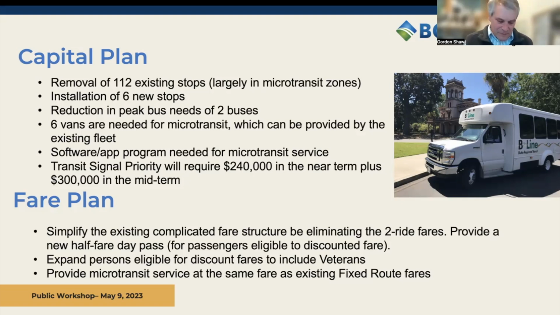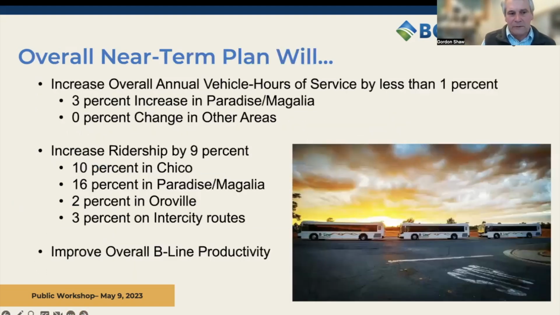And then, as I mentioned, the microtransit service would be provided at the same fares with the same discounts and so on. And my last slide is the next one here. So, what's the overall impacts of all these proposed changes? Well, we end up with almost no change in the hours of service, less than 1.6. It's like 0.6%. We get a little bit more of an increase in Paradise and Magalia, just the way the math works out with microtransit, and essentially no change. It rounds to 0 in the other areas.